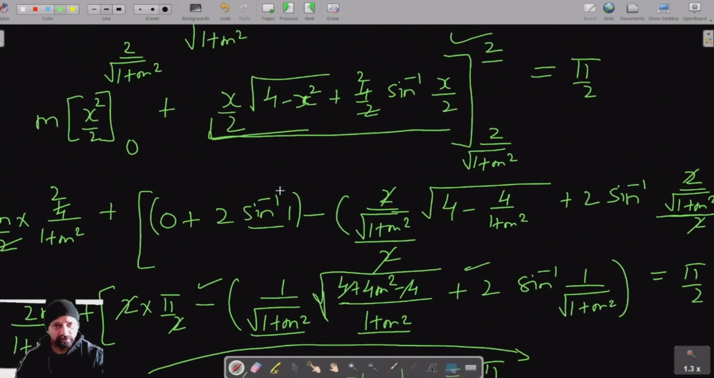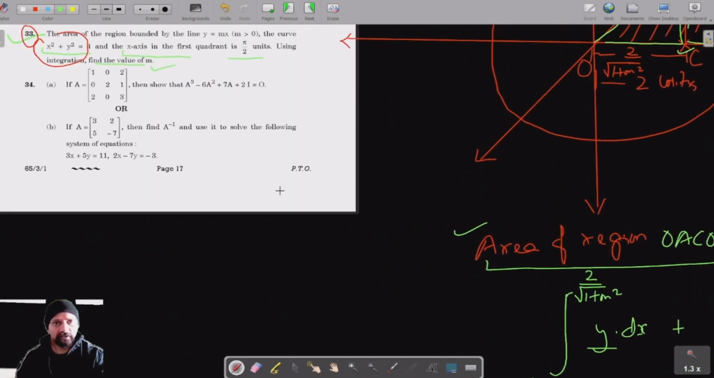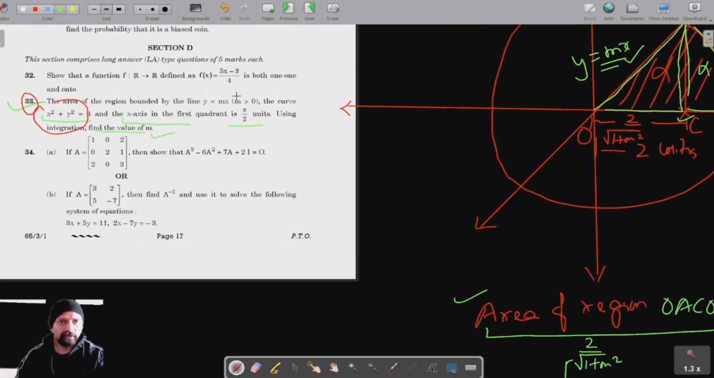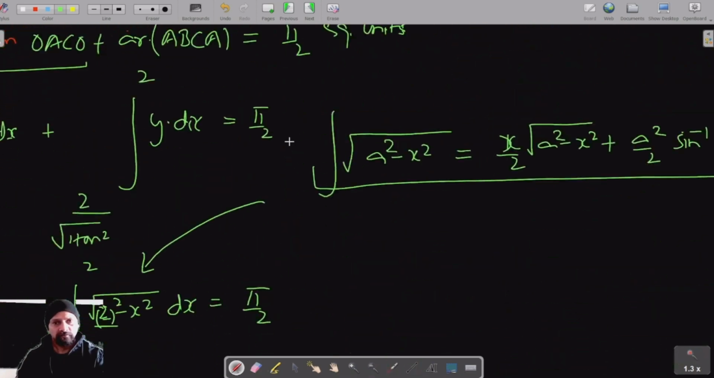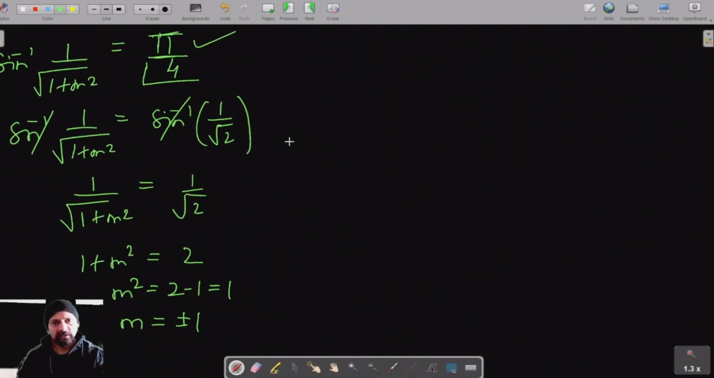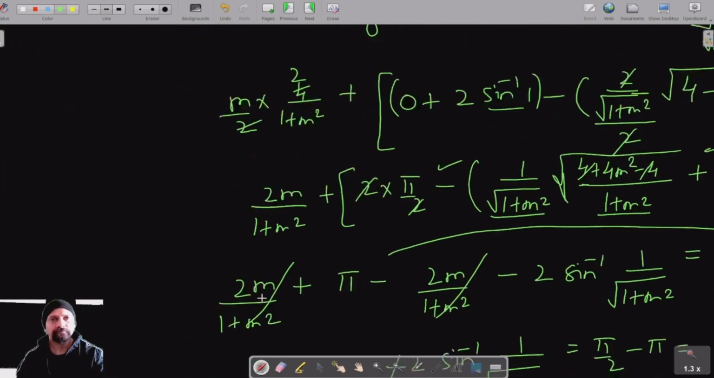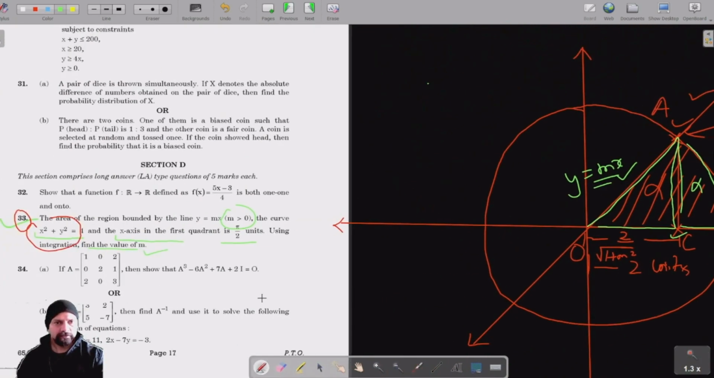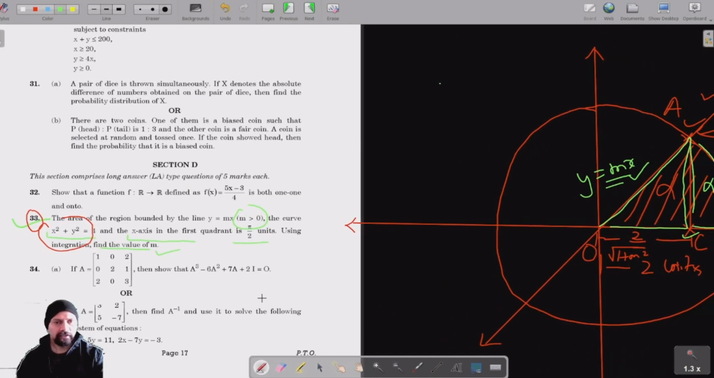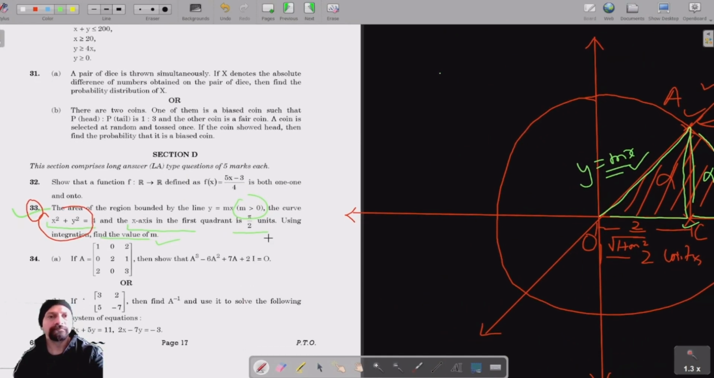But it's given in the question that m is greater than 0. So find the value of m. M is greater than 0. So we will ignore or reject the negative value. So we will write that m is equal to 1 because it's given that m is greater than 0. So this is the value of m, which is 1 for question number 33. And let's move on to question number 34.